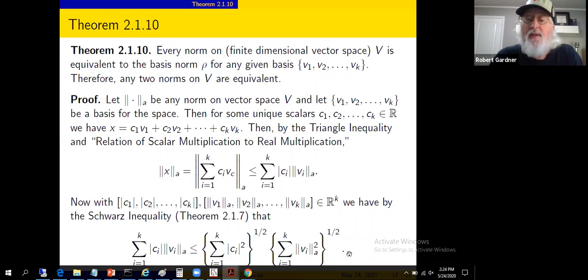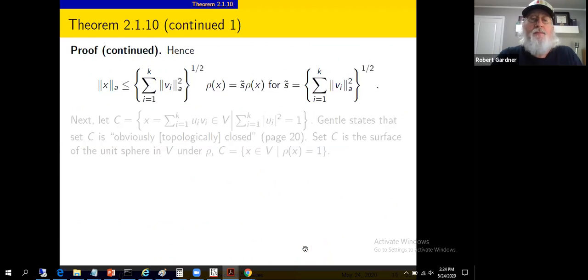You're going to like this part: this is some constant determined by the basis, but it's a constant. So other things may change, coefficients may change, the basis doesn't. This is a constant determined by the basis. All right, next slide will say the A norm of x is less than or equal to rho of x times this thing here. Let's call this thing here S tilde.